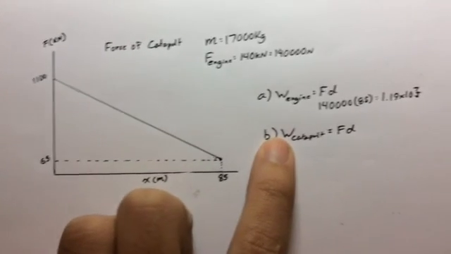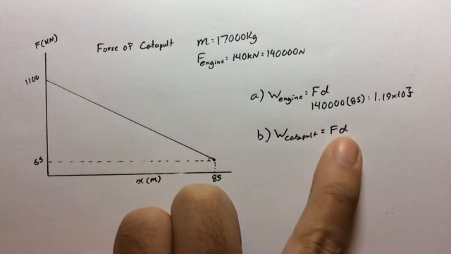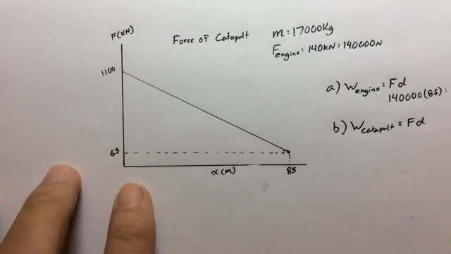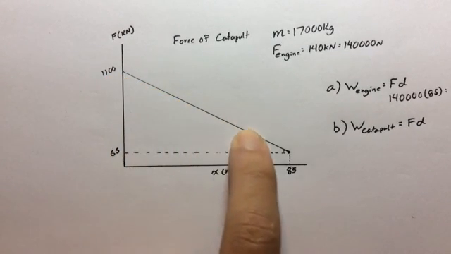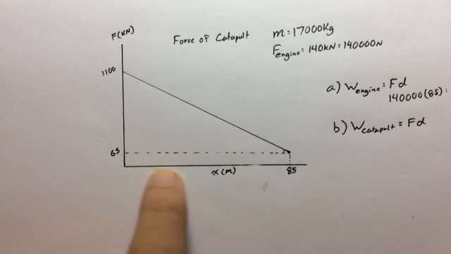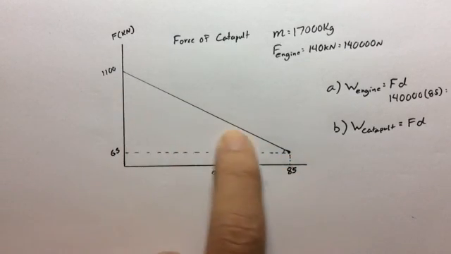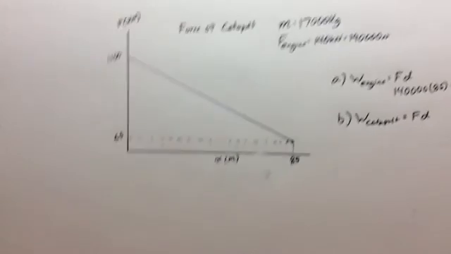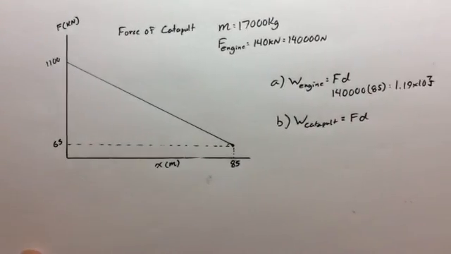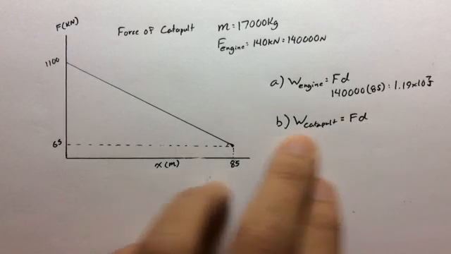So the work done by the catapult is a force times a distance. Now, looking at this, what's up with the force of the catapult? Well, the force of the catapult, if you know anything about graphs, is that it's changing. As this distance increases, the force of the catapult starts to decrease, and decreases at a linear rate, or a straight rate.